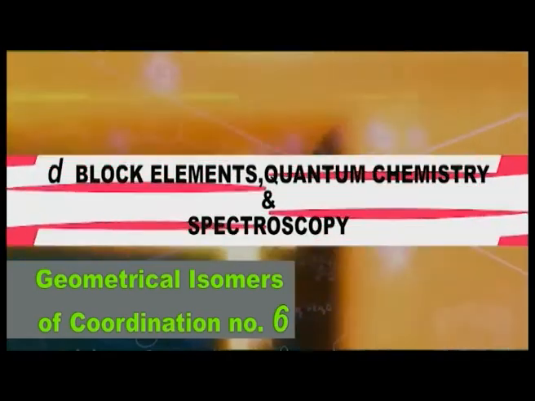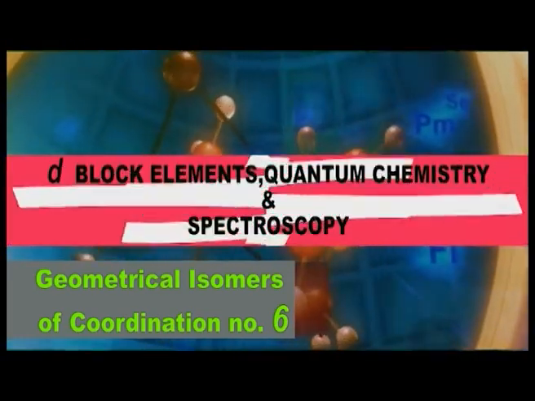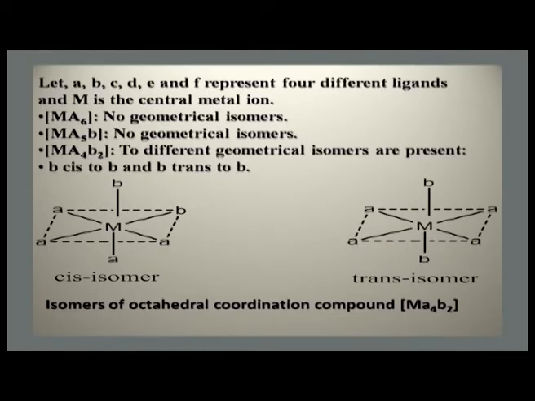Let A, B, C, D, E and F represent 6 different ligands and M is the central metal ion. Then the first case is Ma6. In this case, no geometrical isomer is possible because all the ligands are the same. Ma5b, no geometrical isomers are possible. The third case is Ma4b2, where two different geometrical isomers are possible: B cis to B and B trans to B.